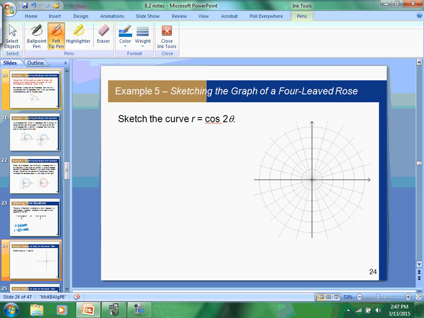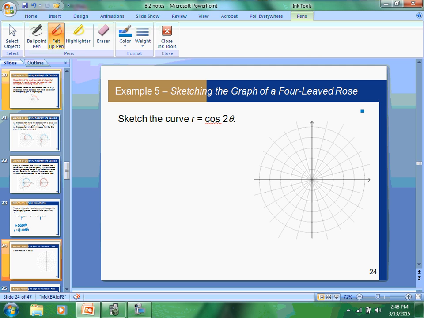Okay, let's try one more. This time we're going to graph a rose, and it's going to have 4 leaves on it. So it says in the top here, 4-leaved rose. In the next couple of slides after the graph, we'll talk about how you can know if it's going to have an even or an odd amount of leaves on the rose.